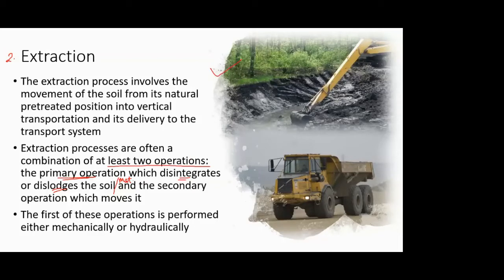So dislodging and disintegrating that material is the primary operation. As in the top figure you can see, this is again a dredging operation which is done for a lake in a forest. That lake has been filled with all kinds of sediments, and they are just removing it with the help of an excavator. It's a bucket which is attached to the excavator. In this case, what they are doing is dislodging the soil over here. And then the secondary operation will involve moving it. Now, as it is a soil, almost solid with some water, you can move it with the help of a dumper.